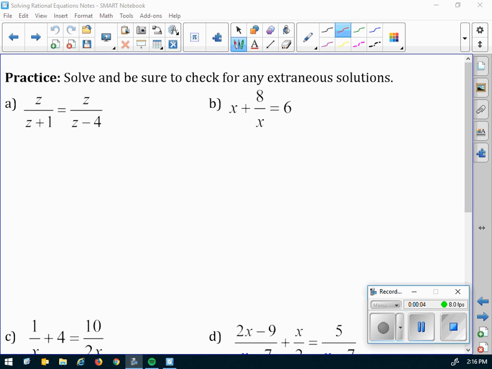We are finishing the booklet that we started yesterday. We have got the last 2 pages to do. So here we go. Solve and be sure to check for extraneous solutions. Let's look at the first one.